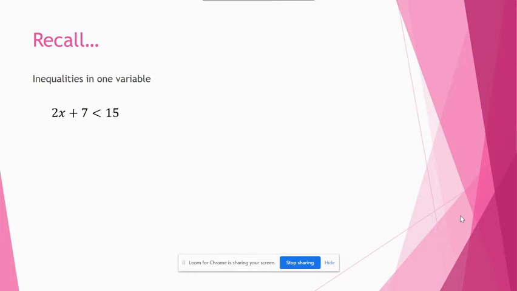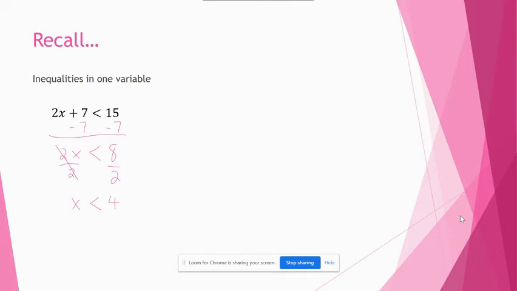That could be something maybe you saw even in 7th grade, something that looks like 2x plus 7 is less than 15, and you'd most likely be asked to solve for x and probably even show your solution on a graph. So if you went through to solve this, you would subtract 7 on each side, and you'd be left with 2x is less than 8. Then you would divide each side by 2, which leaves you with just x being less than 4.